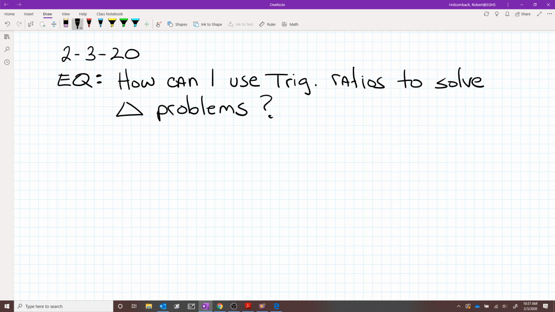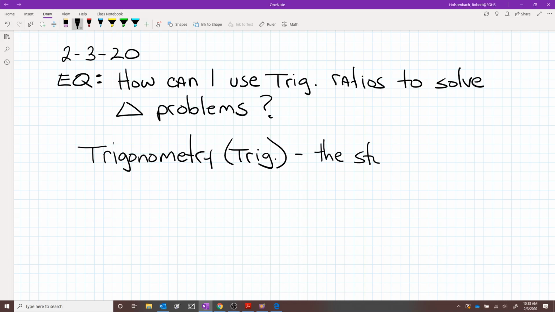And trig is short for trigonometry. Trigonometry, we're going to call it trig this week. That's the study of triangle measures. The study of triangle measures. Trigonometry. Trig.